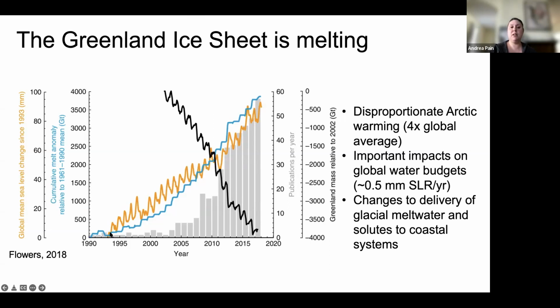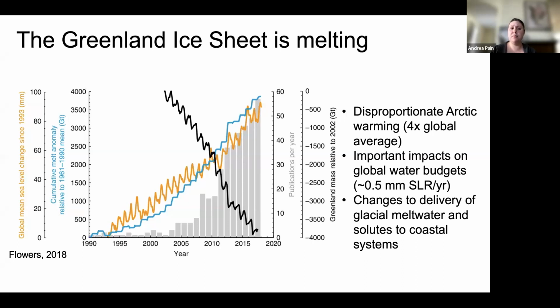This is reflected in an increase in the meltwater delivery from Greenland to the ocean. And it's also corresponding with an increase in global sea level rise. So these changes are due largely to disproportionate Arctic warming that's occurring about 4 times the global average. The impacts of this warming are not only a decrease in the mass of the Greenland ice sheet, but an increase in the fluxes of water from land to sea in the Arctic. So about 0.5 millimeter of sea level rise per year can be directly attributed to the Greenland ice sheet. And this leads to changes in the delivery of glacial meltwater, as well as solutes, to coastal systems.